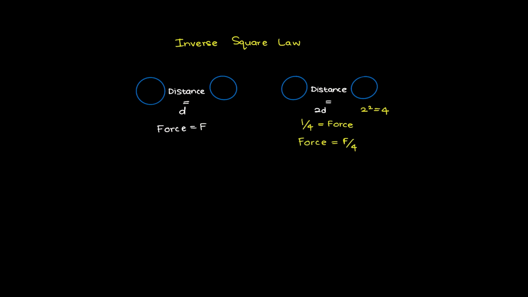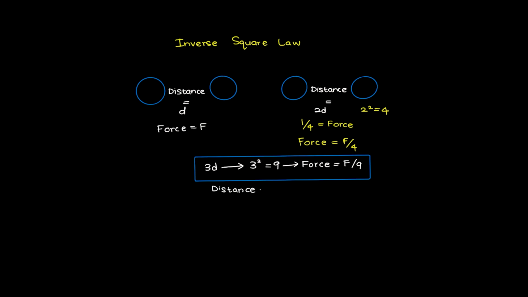Triple the distance? 9 times the distance squared. Force becomes 1/9. This is why distance matters so much for gravity. Small changes in distance create big changes in force. The force doesn't stay the same. That would ignore distance entirely. It doesn't just halve. That would be a simple inverse relationship, not inverse square.